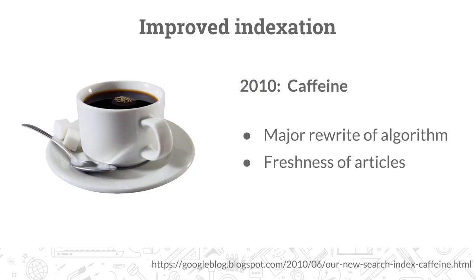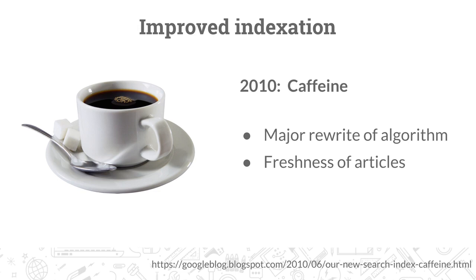So in 2010, there was a major improvement to the Google search algorithm. This was the major rewrite of the algorithm called Caffeine. So Caffeine, in large part, was based on the freshness of articles. So you can imagine news sites that had breaking news and they had new pages on their sites. How does the newness or the freshness of those articles contend against articles that had been around a long time that might have a lot more links to them, right?